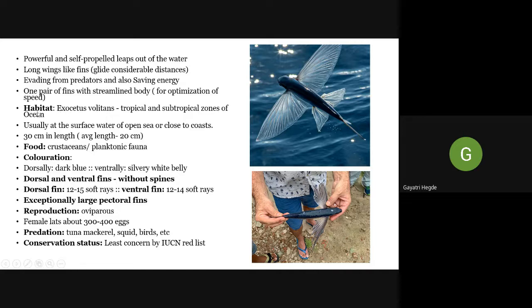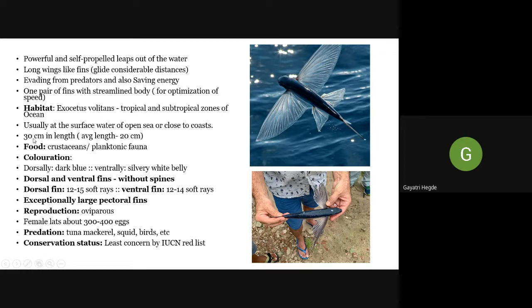Now what is the habitat of this fish? It is found in tropical and subtropical zones of the ocean, and it is usually an open sea fish. Okay, it swims on the surface water, but it can also be close to the coast. Open water means away from the beach. It is not near the coast, but sometimes it is also seen near the coast.